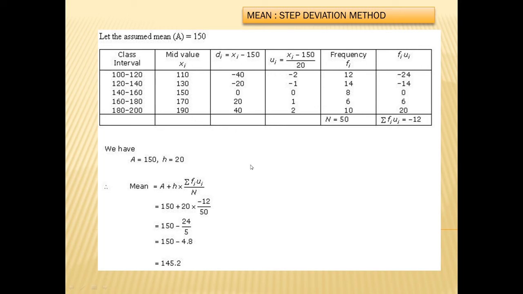Why we should find fi ui? That is there in the formula itself. So we should find fi ui, multiply these two. Then the result is -24. Fi ui, multiply these two, the result is -14. Like that, go on with multiplication.